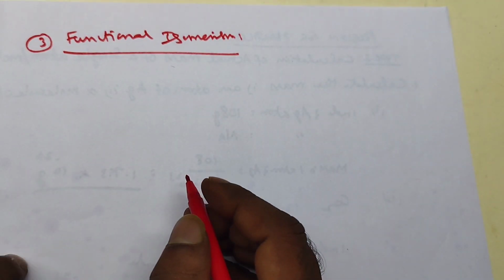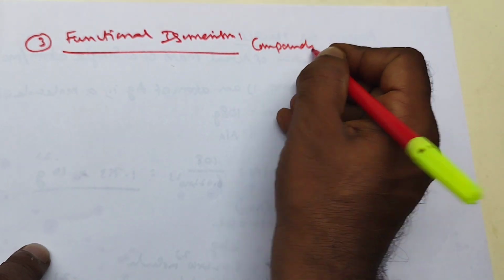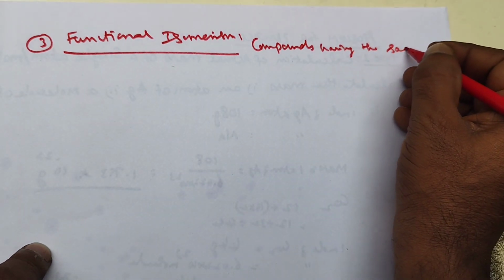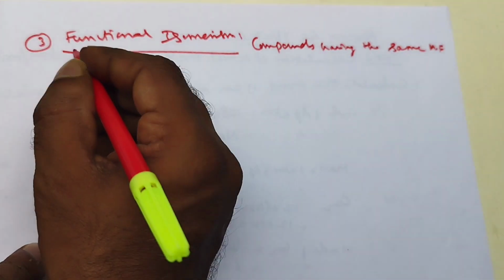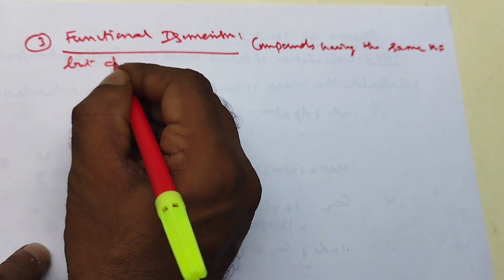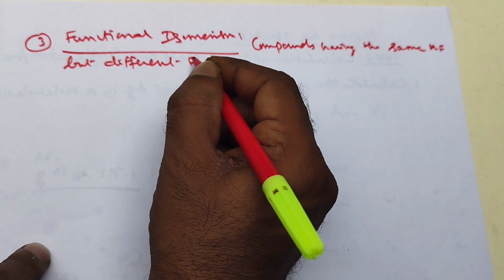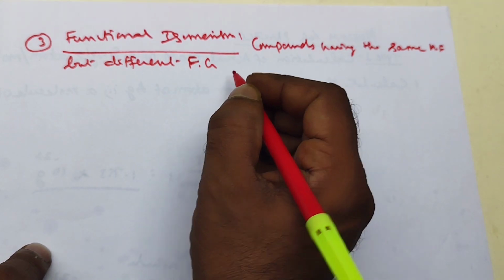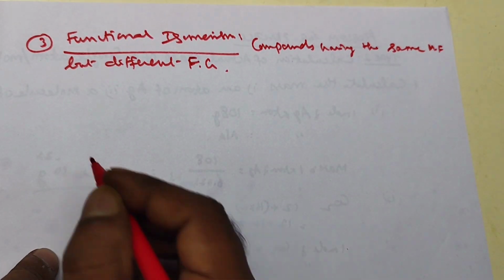First we will define what is meant by functional isomerism. Here also, organic compounds having the same molecular formula but different functional groups, abbreviated as FG, are called functional isomers, and the phenomenon is known as functional isomerism. We will take an example like this one.